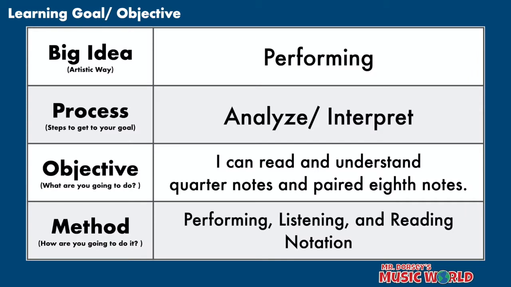Let's find out. Our learning goal is broken down into 4 steps. Our big idea is performing. Our process, which is the steps to get to your goal, is analyze and interpret. Our objective, what are we going to do, is I can read and understand quarter notes and paired eighth notes, or 2/8 notes. And the method, how are we going to do it? We're going to do it by performing, listening, and reading notation.